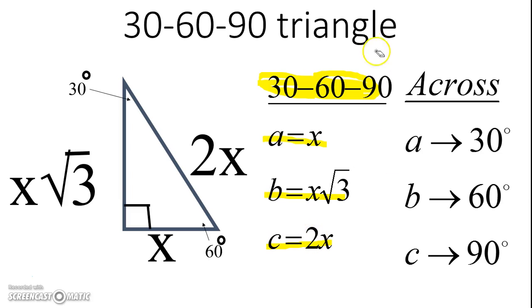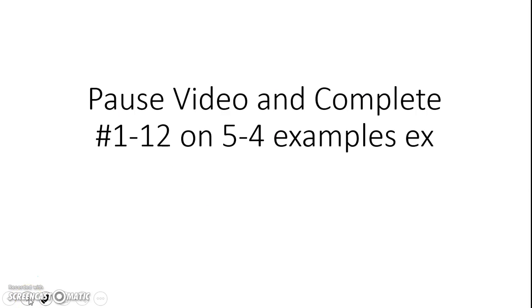Okay, so now we're going to try and see how you do with a couple of these, and then we'll kind of go over it and see what you came up with. So first thing you want to do is recognize, do you have a 45, 45, 90 or a 30, 60, 90 triangle? Write down the formula, plug in for what you know, solve for what you don't know. So you can pause the video and complete numbers 1 through 12 on 5-4 examples, which hopefully you've downloaded along with this lesson.